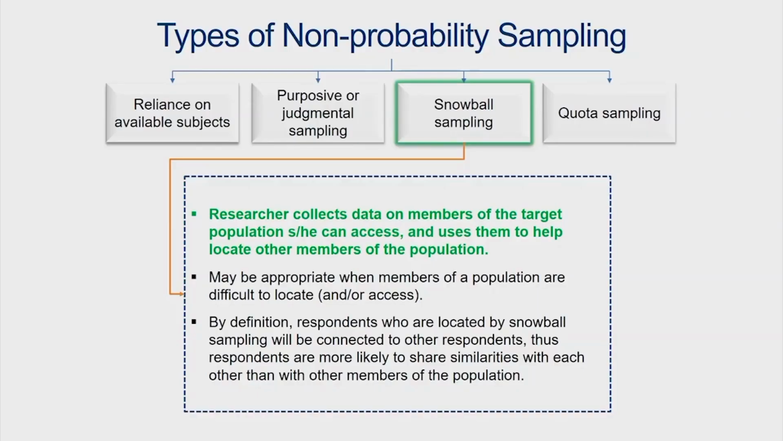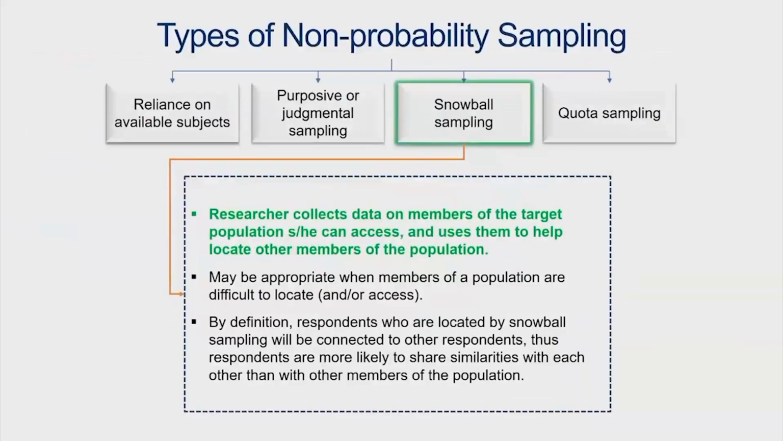Snowball sampling may be appropriate when members of a population are difficult to locate or access. By definition, respondents who are located by snowball sampling will be connected to other respondents, they know them. So, respondents are more likely to share similarities with each other than with other members of the population, and therefore, again with snowball sampling we cannot draw inferences for the entire population.